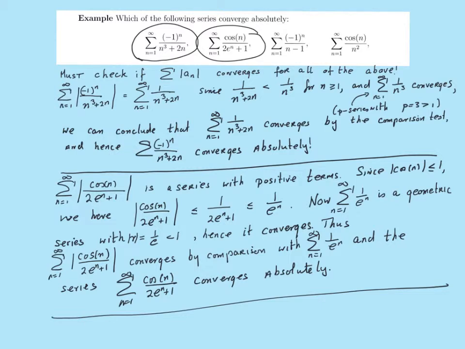Now let's look at the third series on our list, which should actually start from n equals 2 and run to infinity, because if n is 1, n minus 1 is 0. The sum from 2 to infinity of the absolute values of minus 1 to the n over n minus 1 is equal to the sum from 2 to infinity of 1 over n minus 1. Since n minus 1 is less than n for n bigger than or equal to 2, we have 1 over n minus 1 is bigger than 1 over n for n greater than or equal to 2.